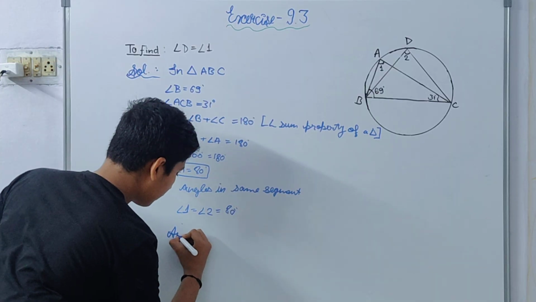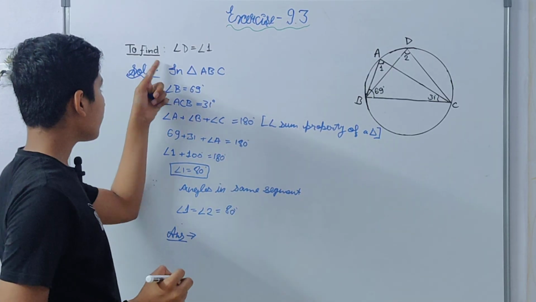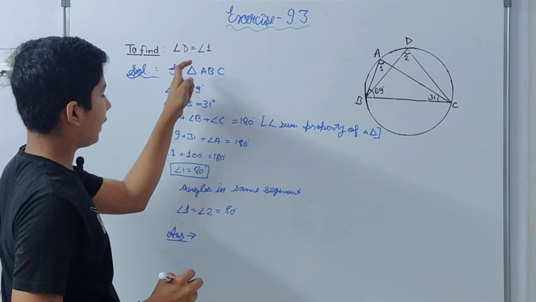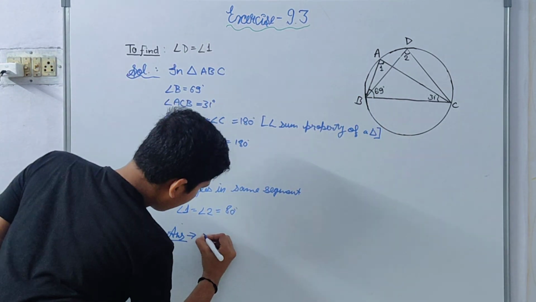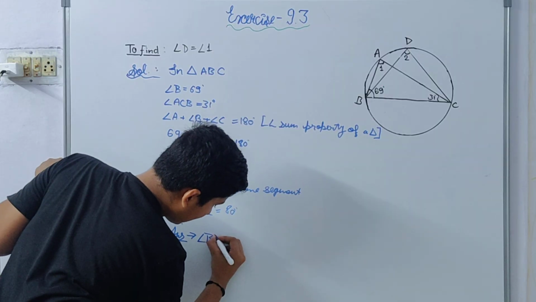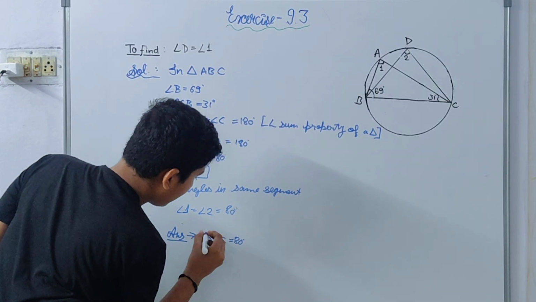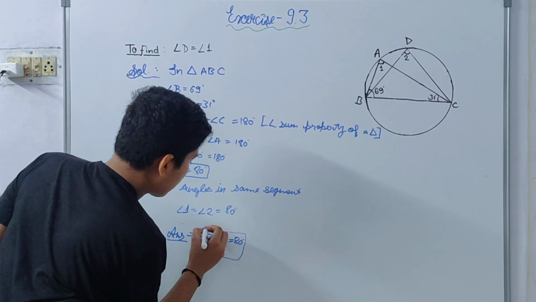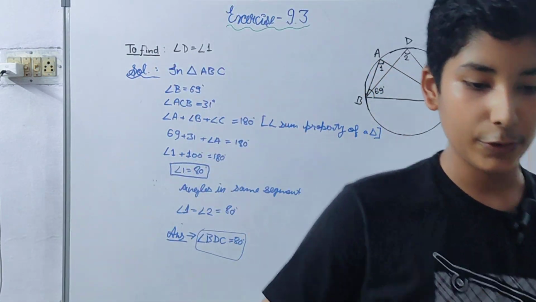Therefore, the presentation of the answer is: we have to find angle D. So angle BDC equal to 80 degree. So now we'll come to our last question of the video.